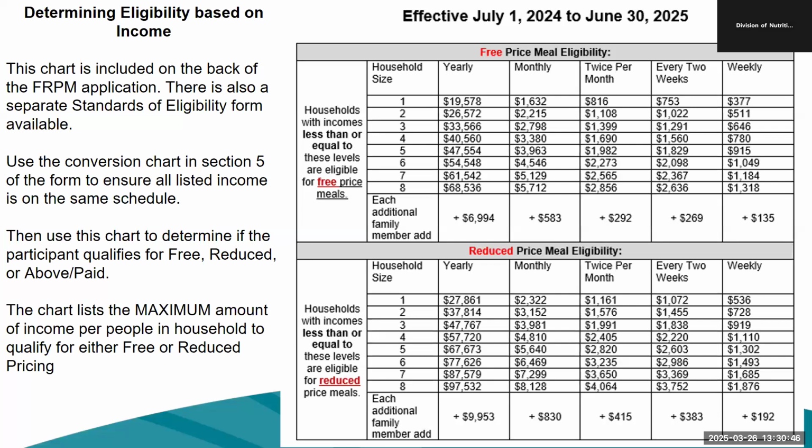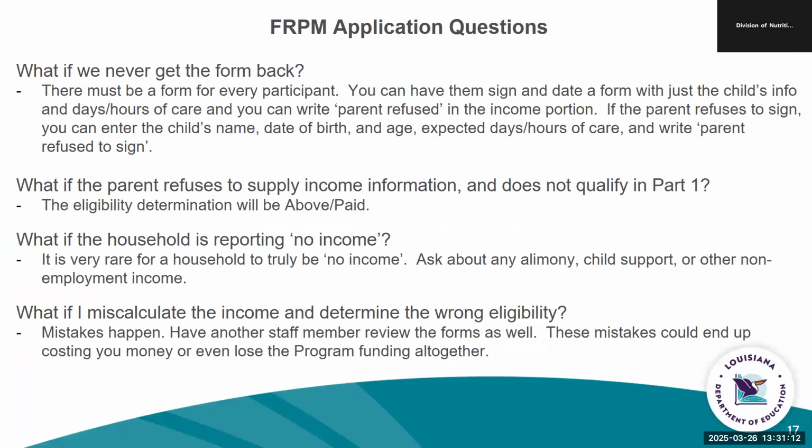So in that chart, you guys know you're going to go by household size, and you're going to calculate yearly, monthly, twice monthly. You're going to calculate what their annual income is, and you're just going to follow the category down to find out whether they fall in the free or reduced or above categories. We really are seeing less and less of calculation errors. So that is a great thing. You guys are on point with that.